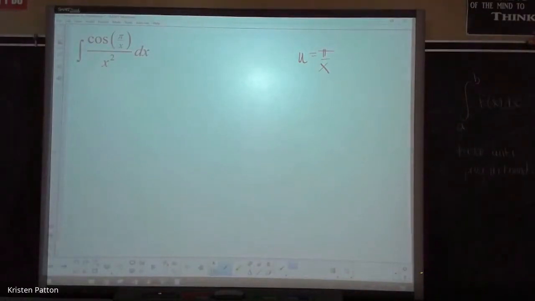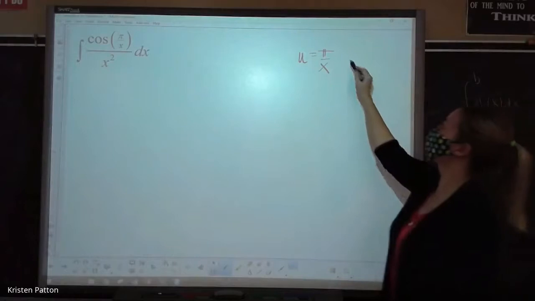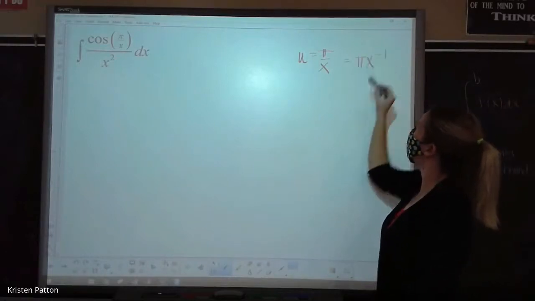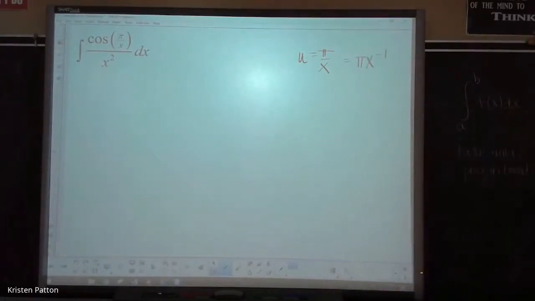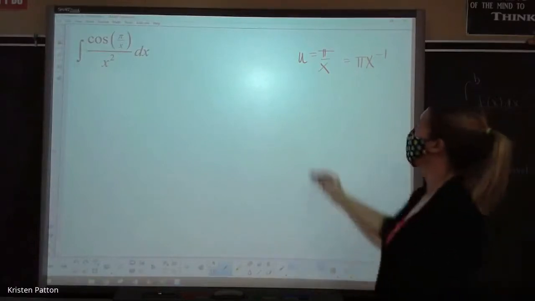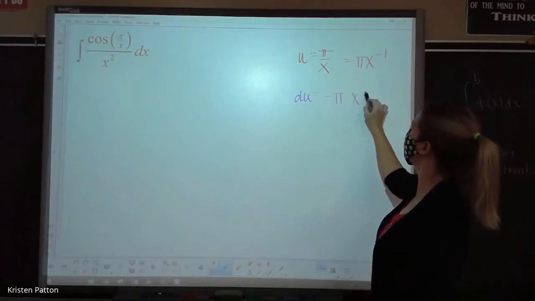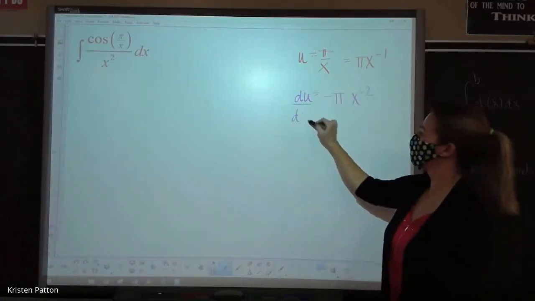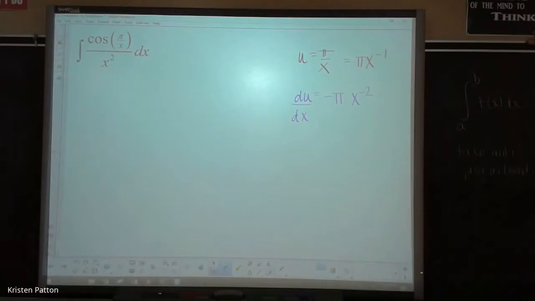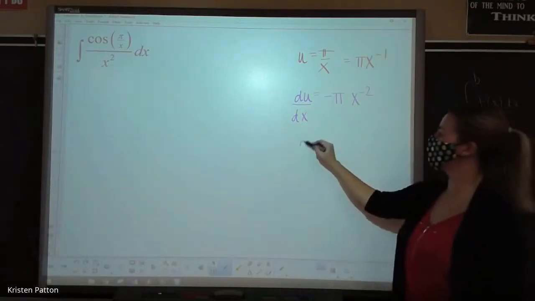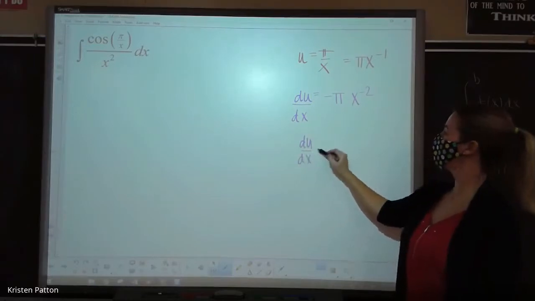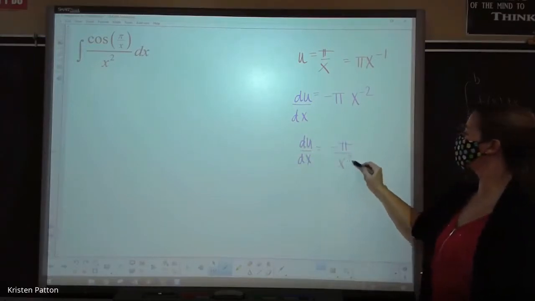So some of you are going, you just said not to just say u equals x. You're right, but this isn't just u equals x. It's like a 1 over x, right? And if that helps, go ahead and write it as pi times x to the negative first. Next step, take the derivative, which is negative pi times x to the negative second. So du dx equals negative pi x to the negative second. And if it makes you feel better, then call that negative pi over x squared.